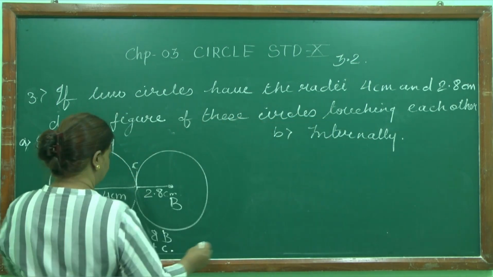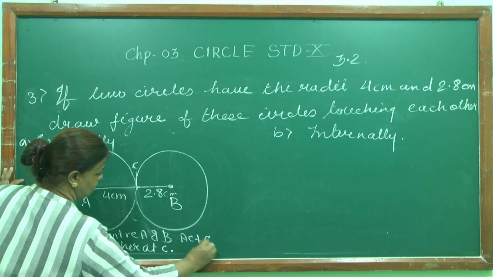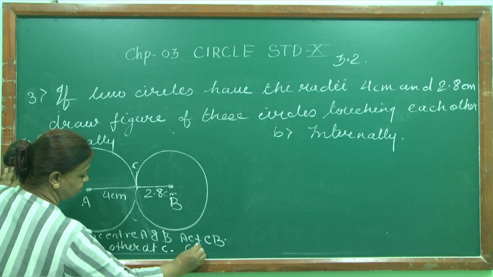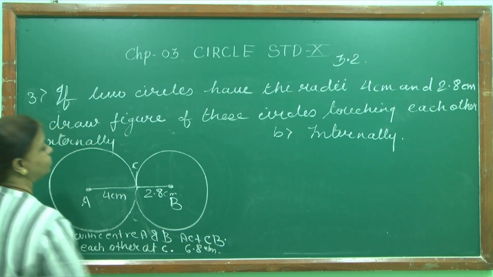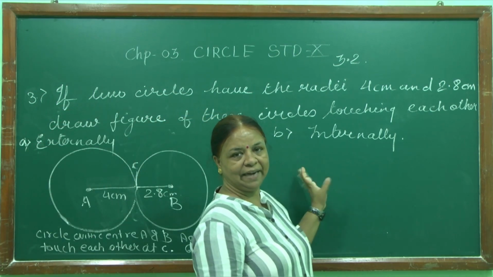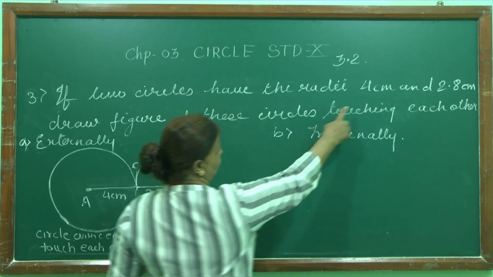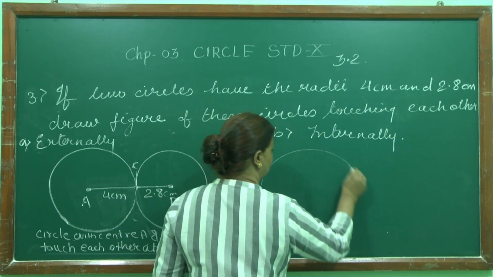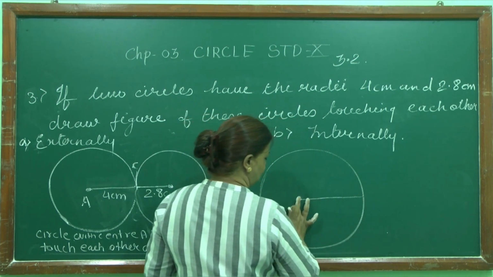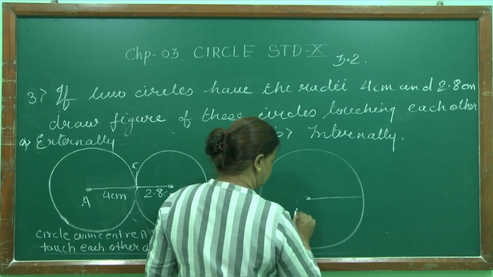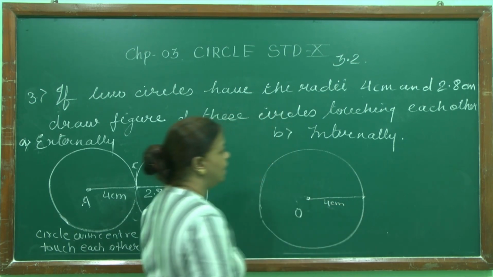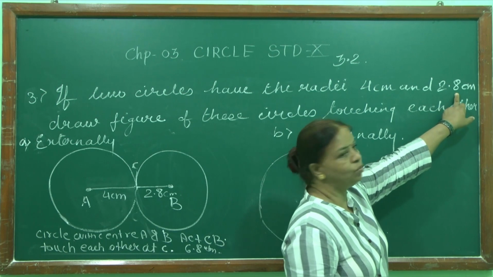So what will it be? AC plus CB, which is equal to 6.8 centimeter. Now next figure, they have asked only to draw the figure, but just for your revision I have added it internally. So one circle is 4 centimeter radius. Let me draw a circle with the 4 centimeter radius. This is the circle which has a center as O and its radius is 4 centimeter. Now another circle is there which has the radius 2.8.